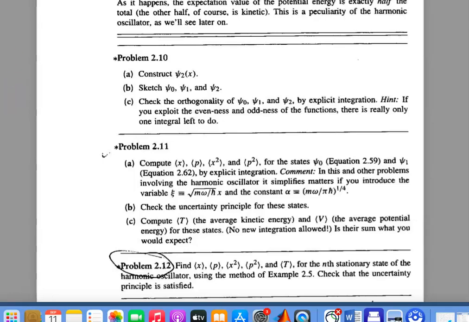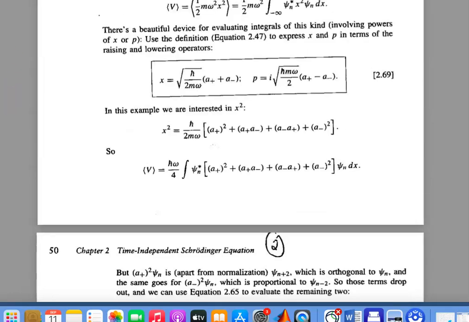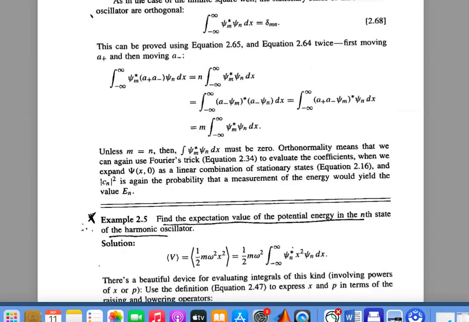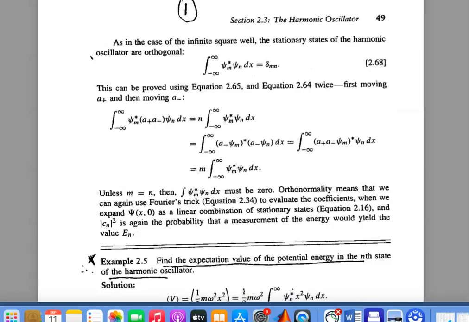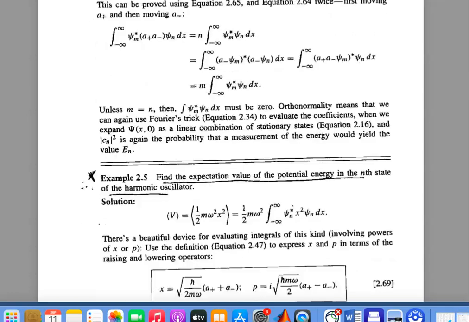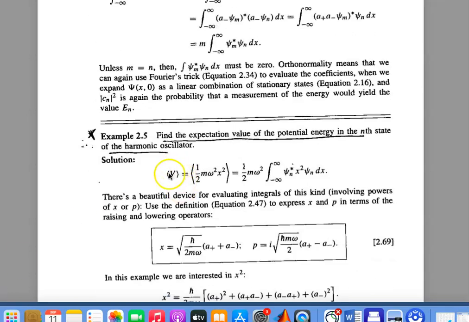Firstly, though, let me go back and review example problem 2.5. It's on page 49 of Griffiths' book. In this example, find the expectation value of the potential energy of the nth state of the harmonic oscillator. It's written thusly: the expectation value of the potential energy V is equal to the expectation value of 1/2 m omega squared x squared.